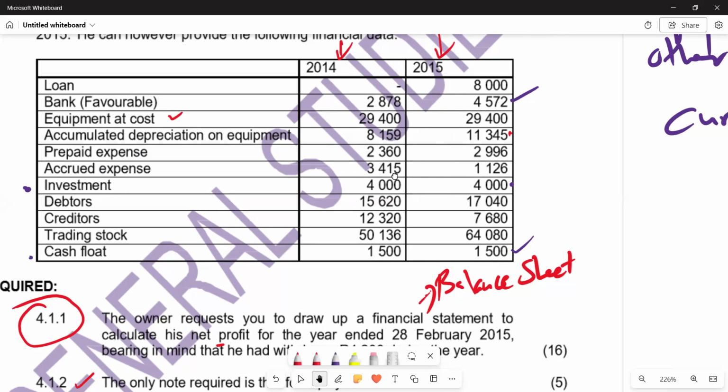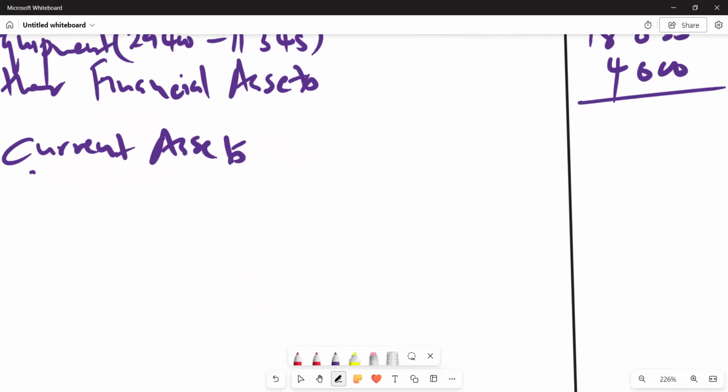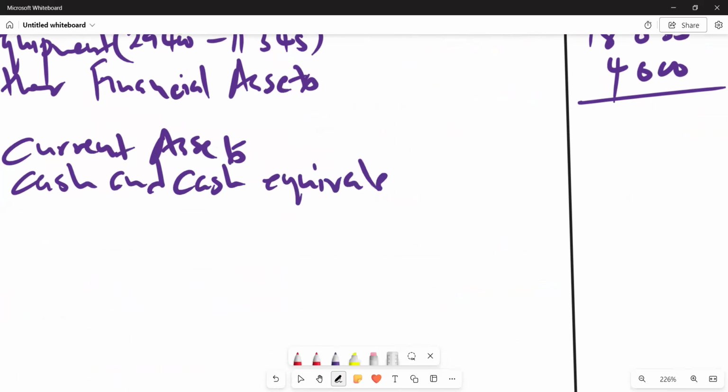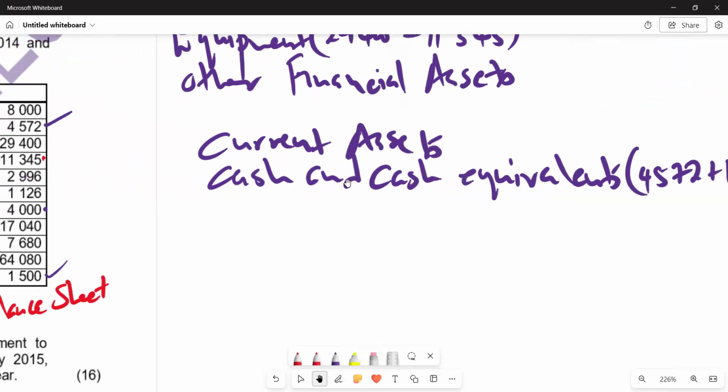So we come here. We now say cash and cash equivalents. Then in brackets, obviously, we have to show the working here by saying 4,572 plus 1,500. We add the two, the total that we are supposed to get is 6,072. We go back again. We try to check other current assets that we are having in the question.